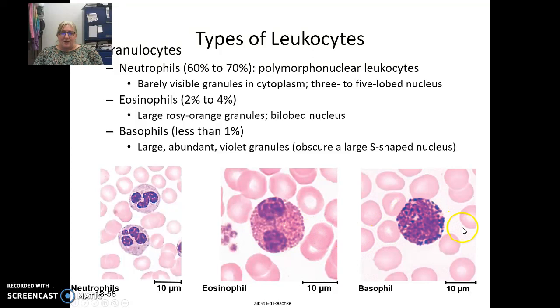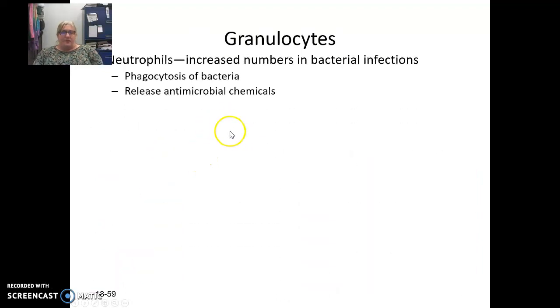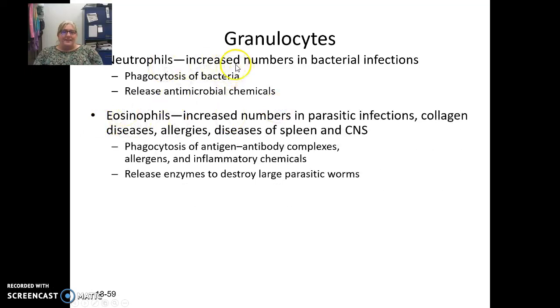Eosinophils and basophils become more common during allergic reactions. Eosinophils also become more common during parasitic infections, so worm infections. Basophils, typically you're talking about severe allergens. Neutrophils are the first responders. They are phagocytes. They release chemicals that can cause damage to the cells. And they're most likely to attack bacteria.